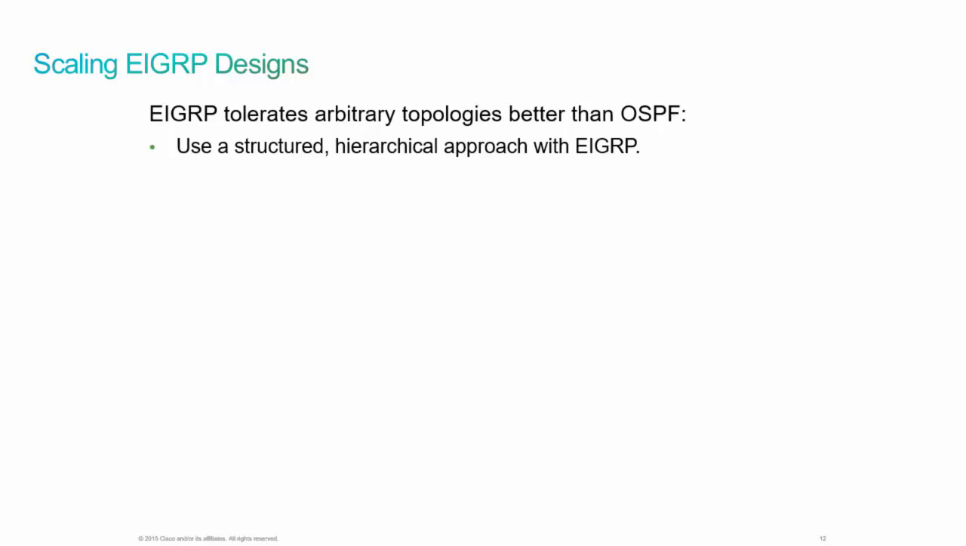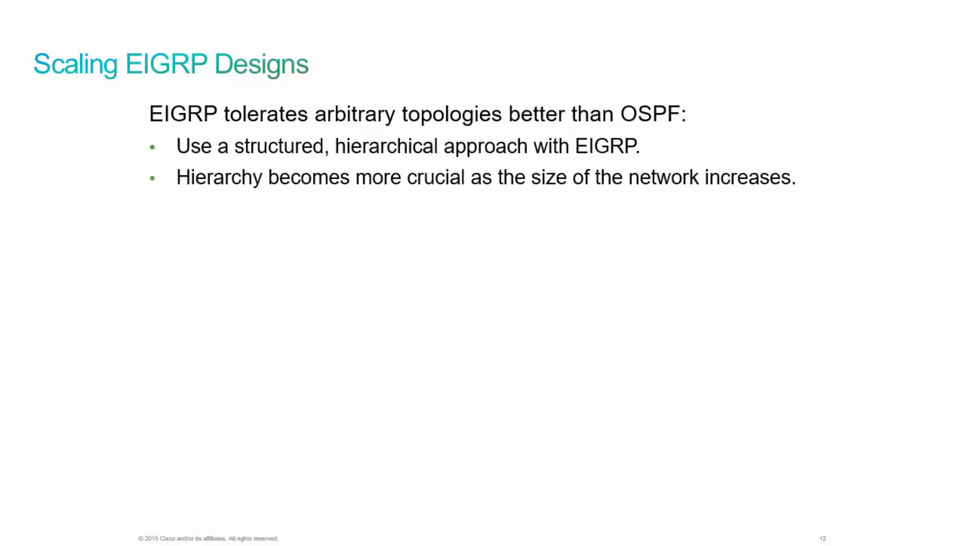Now, in a small network, this is not very important, but it does become more important as the network size increases. So the bigger the network, the more important it is that we have a structured, hierarchical network. Now, what are the benefits to this? Well, again, it comes with the scalability concept. Being able to scale EIGRP depends on the topology. So the more structured our topology is, the easier it is to scale.